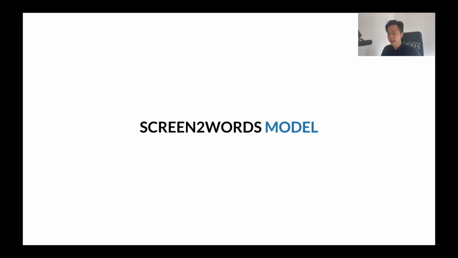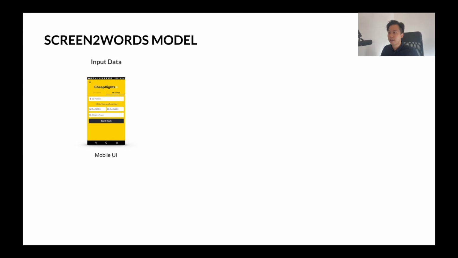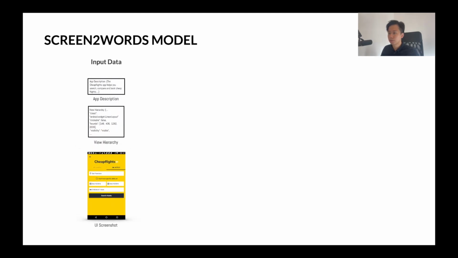Based on the dataset we collected, we designed deep learning models to generate natural language summaries. From the highest level, our model uses an encoder-decoder architecture, which is common for image captioning and text summarization. It first encodes the mobile UI, then decodes the screen summary based on the screen encoding. Now let's take a closer look at the exact model. Firstly, we not only use the screenshot of a mobile UI, we also utilize multiple data modalities such as the app description and the view hierarchy.